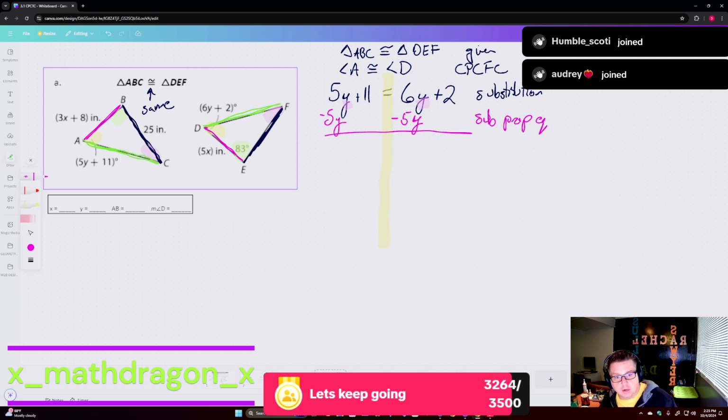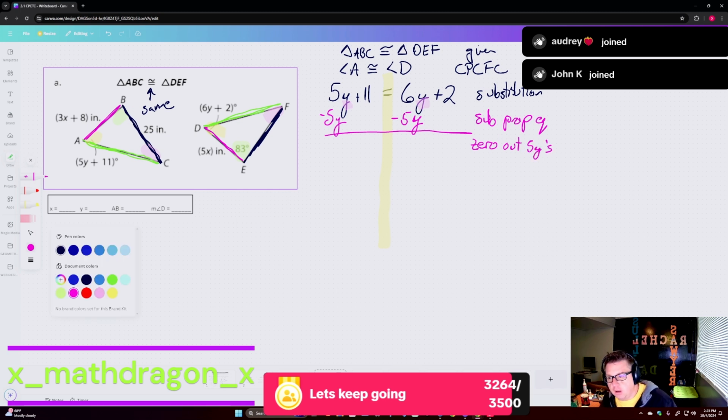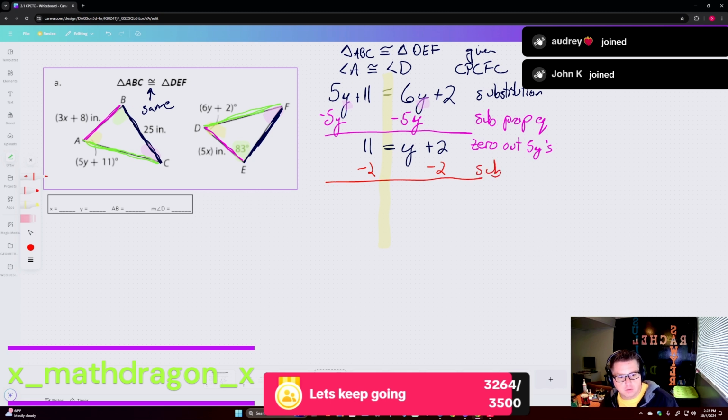And these are going to zero out, so we're zeroing out the 5y's so that they disappear. And what I'm going to be left with is 11. This is going to be y plus 2. Okay? So then we're going to use the subtraction property of equality. All right. And we're going to get y to equal 9 because we zero out the 2's. So that's how we find y.